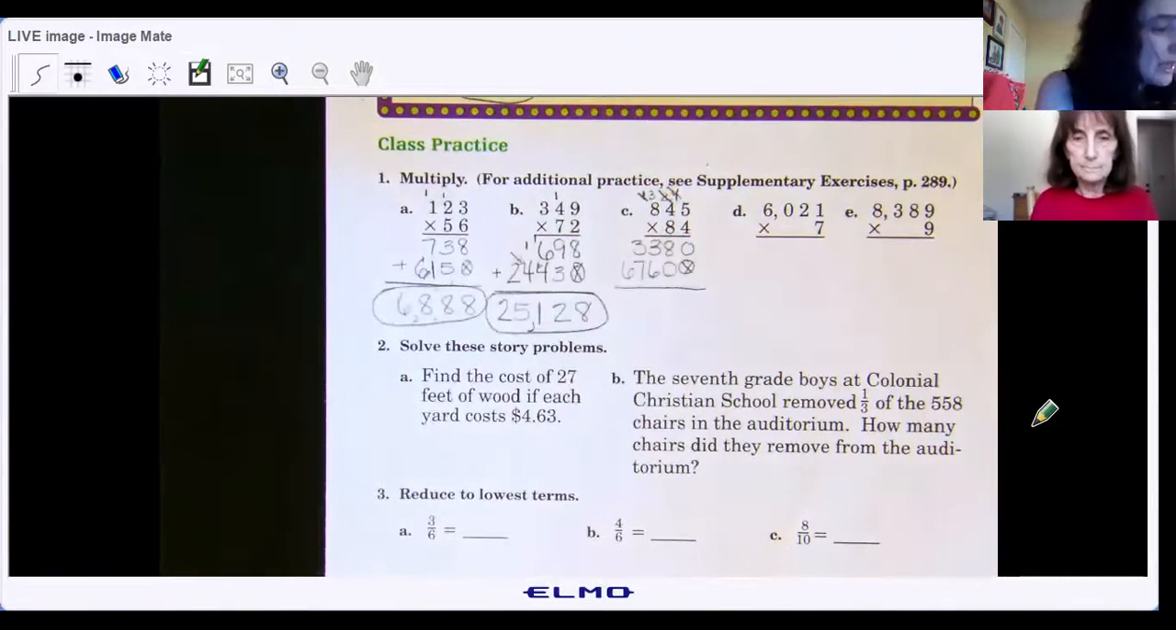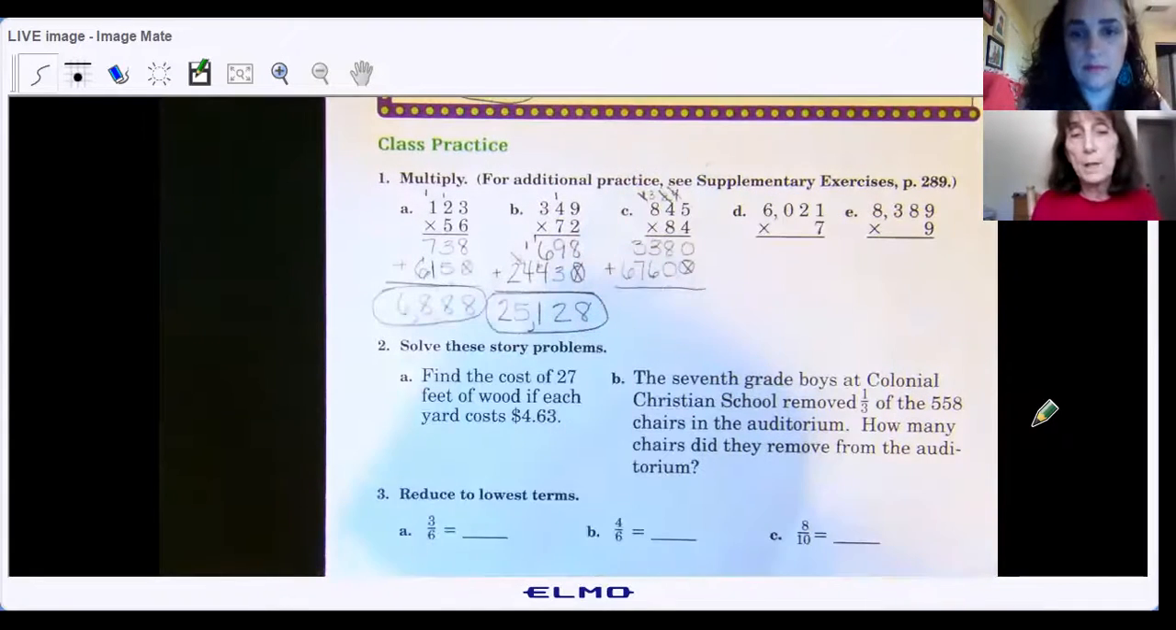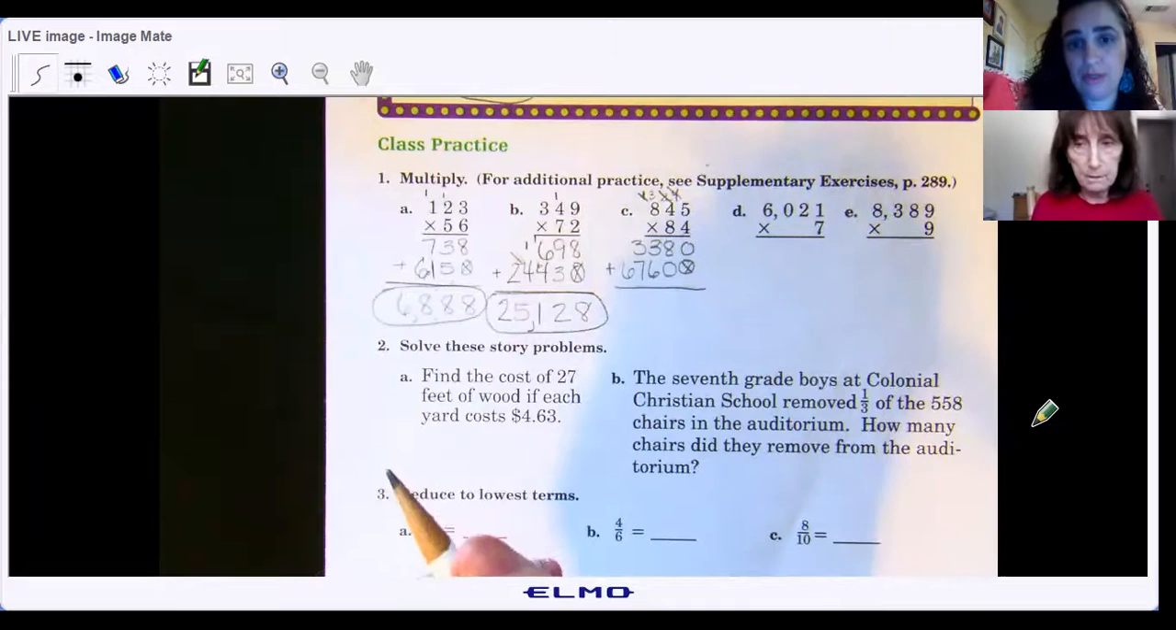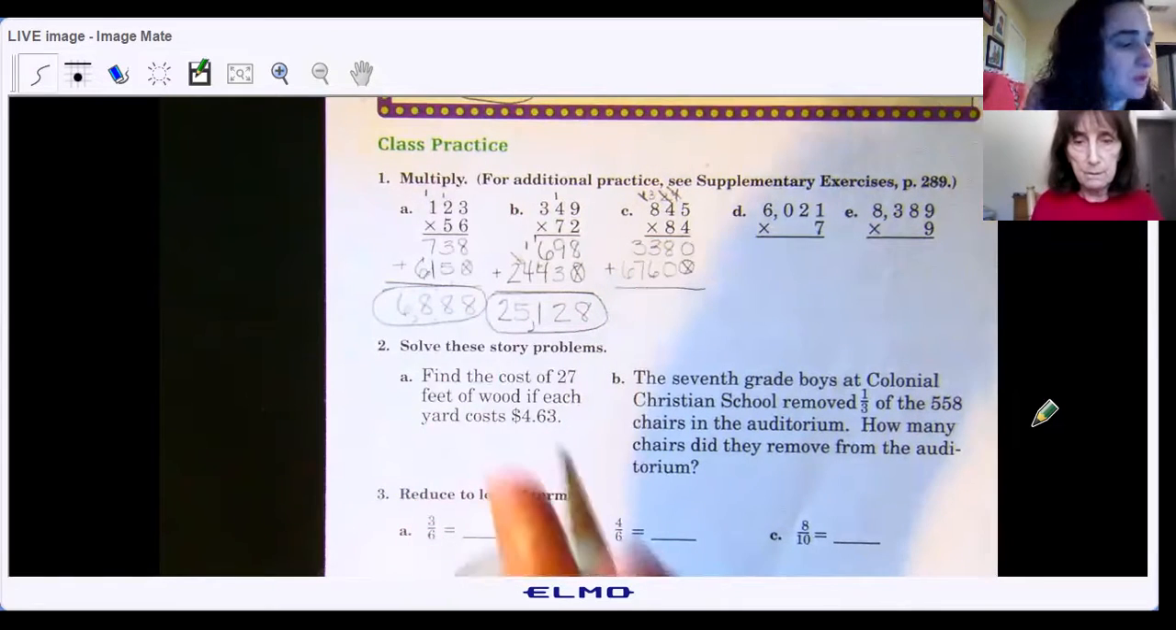Make sure I've got everything correct. Oh, and by the way, in the partial products, there's no commas, no decimal points, no dollar signs, nothing, because those markings can get you confused.